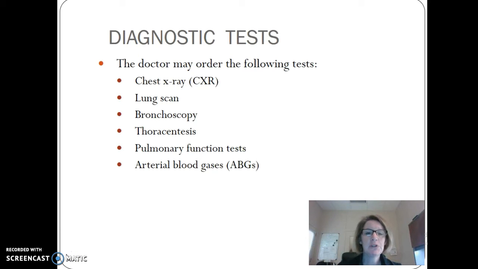A pulse oximetry test can be completed as well, and you may be asked to do this test, and some of you may have already done that on your rotations. We'll talk about that here in a little bit. They may also need to do a sputum culture, and you can be involved also in collecting that sputum specimen.